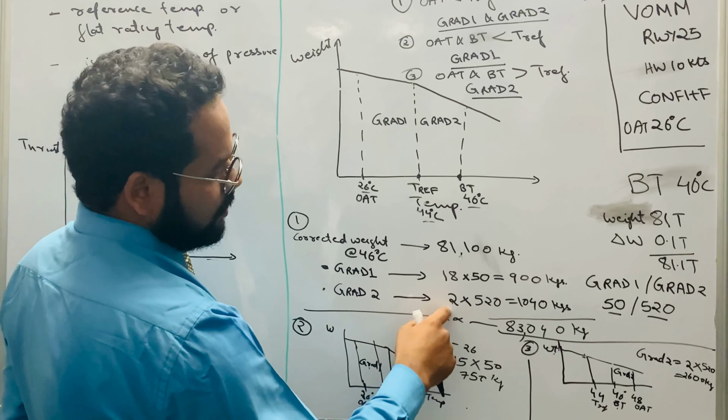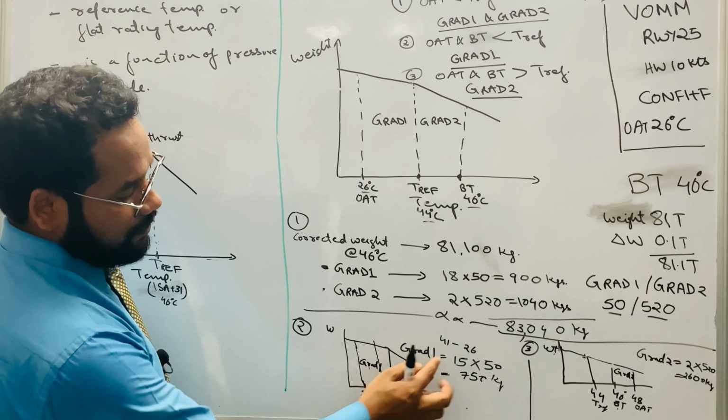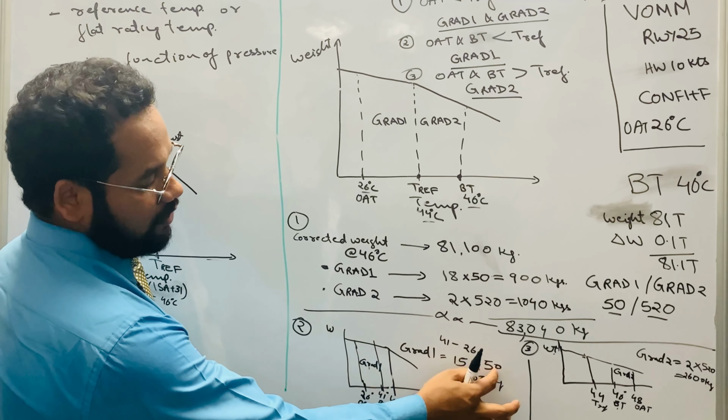The next case is the same as we have discussed. Only grad 1 is applicable in this scenario, where the box temperature and OAT are less than TREF. So just find the difference between the lowest temperature and OAT, which is 15 in our case, and then multiply it with the grad value, which is 50. So you get this much value. You add only the grad 1 correction to the corrected weight you would be getting in that particular case.